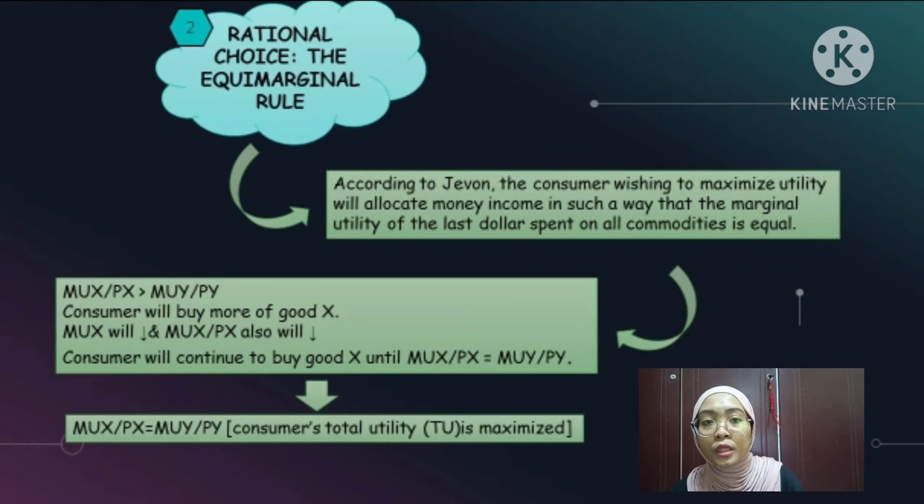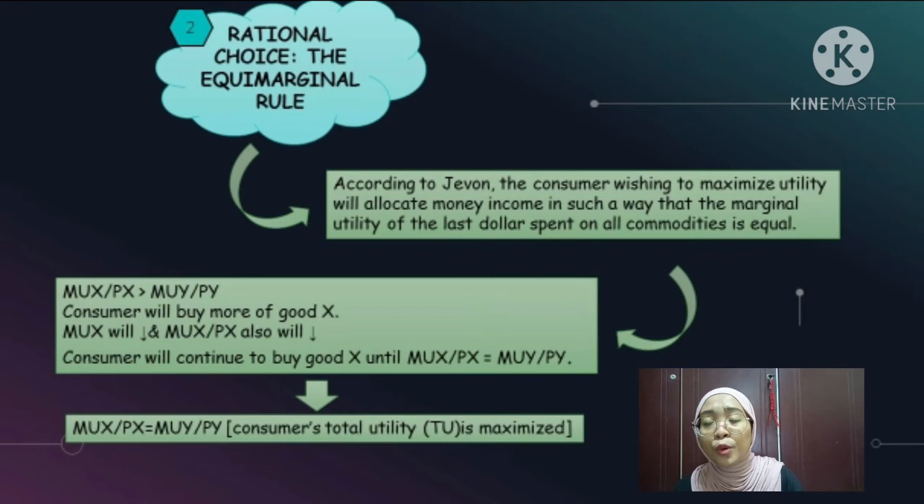So the consumer will continue to buy good X until the marginal utility of X to its price equals the marginal utility of Y to its price. If the marginal utility of X to its price is less than the marginal utility of Y to its price, the rational consumer will purchase more of Y and less of X. So marginal utility of Y will decrease, and the marginal utility of Y to its price will also decrease.